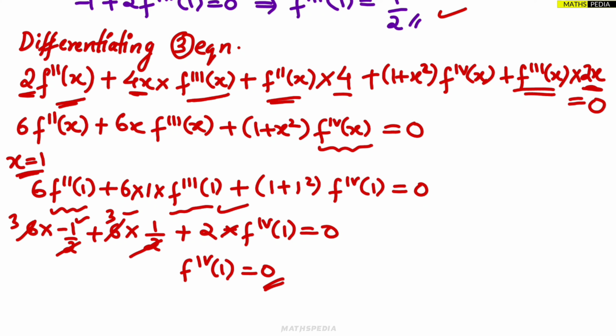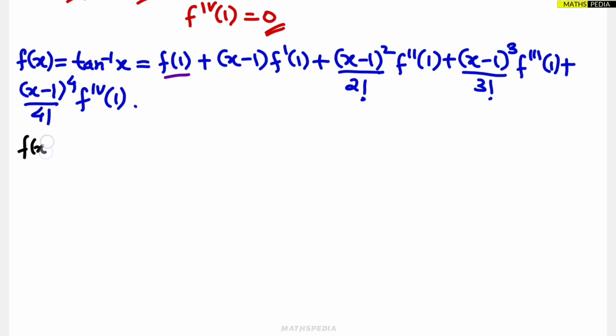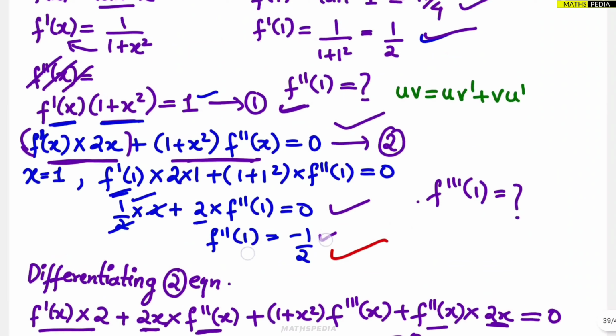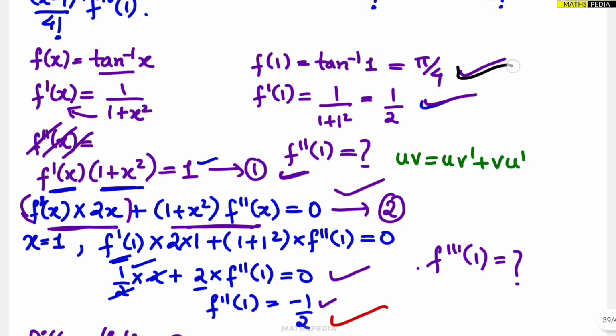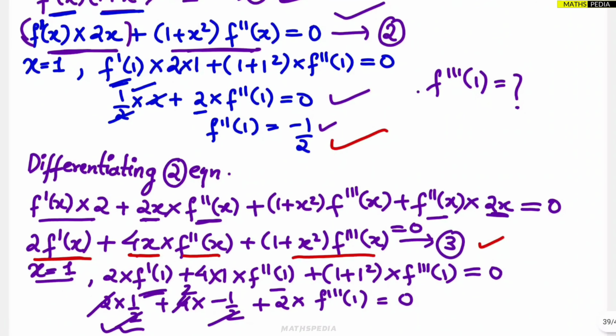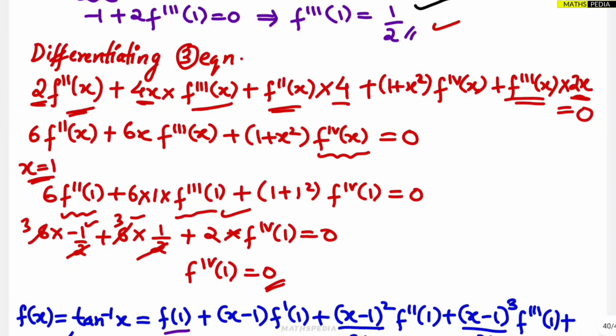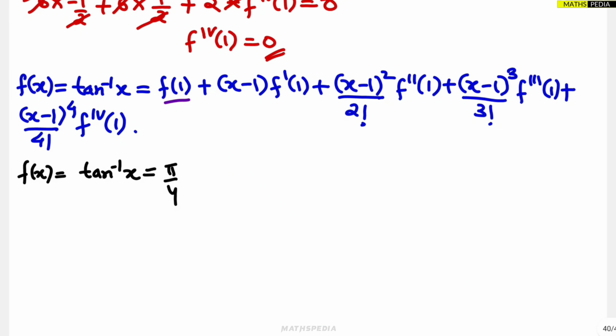Now we have to substitute in the equation. So f of x equal to what? Tan inverse of x, equal to f of 1. So f of 1, what value we had? We had the value as pi by 4. So let us see back the values, all the values if we require. So f of 1 we know is pi by 4, f dash of 1 is 1 by 2, right? Double dash is minus 1 by 2, triple dash is 1 by 2, and fourth derivative value is what? 0. Substitute all the values.